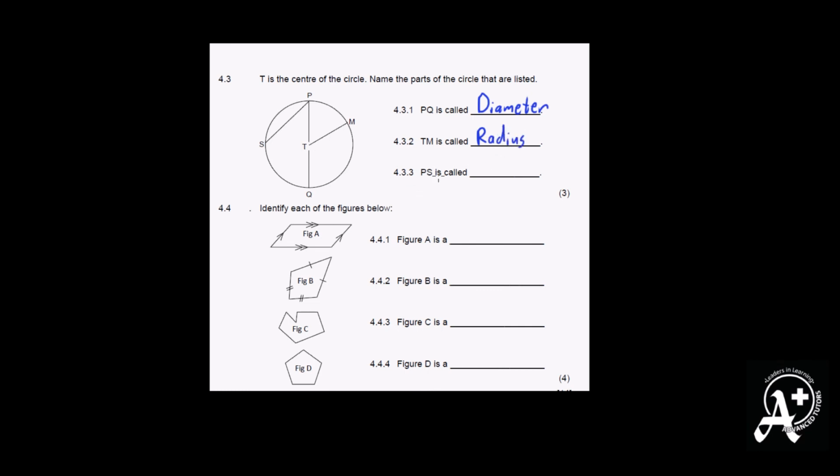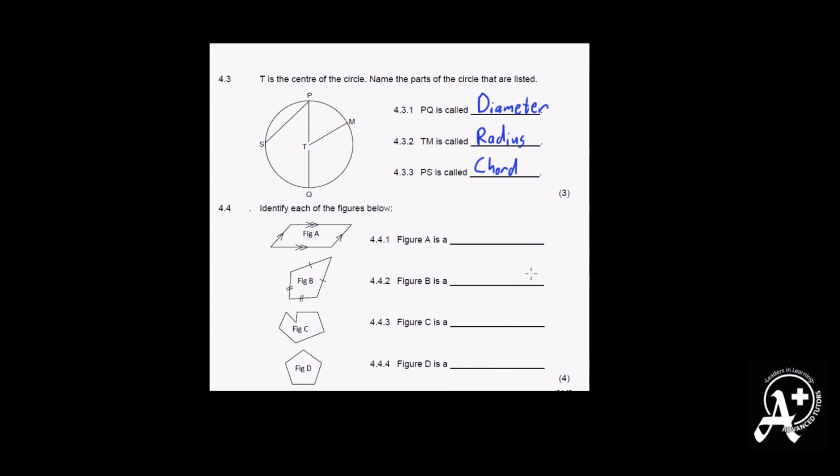Then 4.3.3, PS is called, so we can see here P and S. We've got a straight line that starts on the edge of the circle and continues to another edge of the circle, but it does not pass through the center. Then it is called a chord. So just remember, any line that touches two edges of the circle but does not go through the center is called a chord.